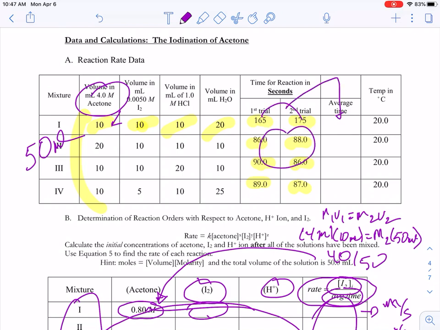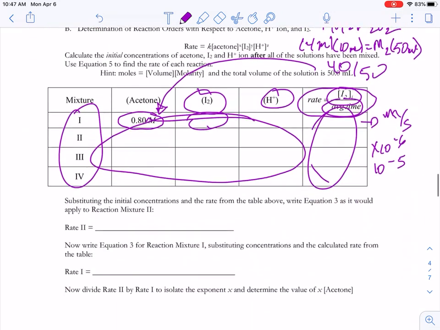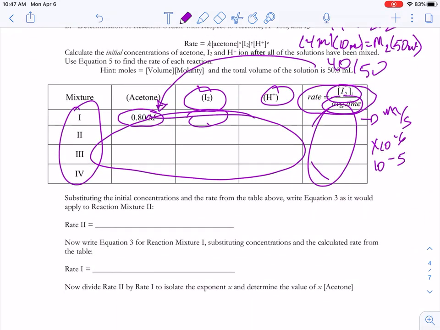You're going to take the average time of these. Okay, put that here. The temperature stayed the same, which was 20 degrees Celsius. We're going to need that later on. And here's what you're going to do. So like on this one, substitute the initial concentration.